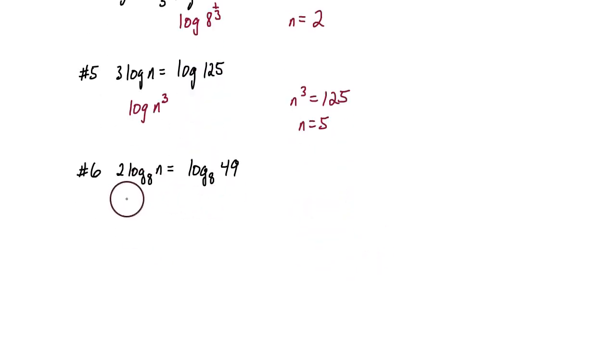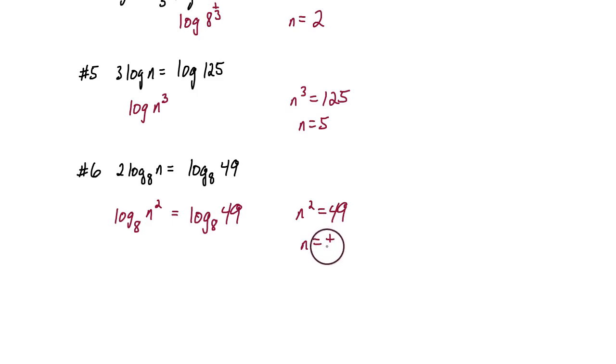Number 6, on the left side, we can write it as log base 8 of n squared. On the right side, we have log base 8 of 49. So therefore, n squared is equal to 49. Solving for n by doing the positive and negative square root, we get plus or minus 7.